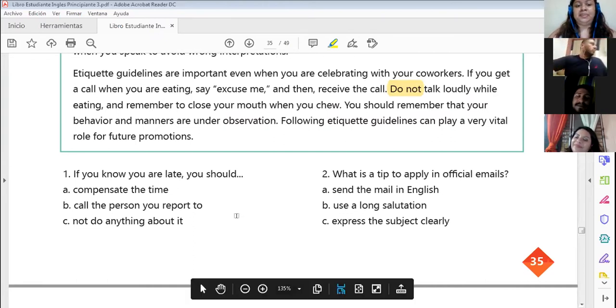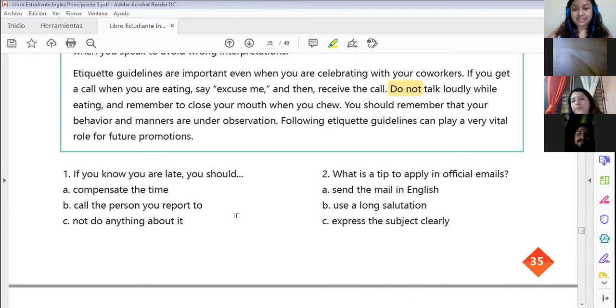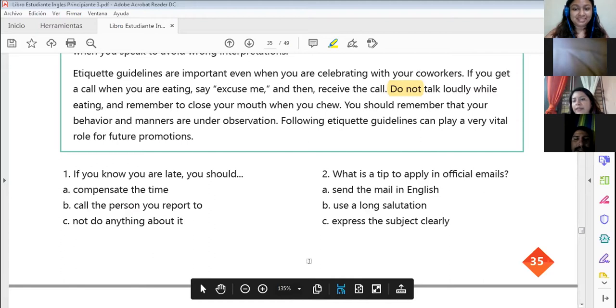Okay, let's see. If you know you are late, you should call the person you report to. Your boss, your manager, your coordinator, your supervisor, whoever it is. Number two, what is a tip to apply in official emails? Express the subject. Perfect. Very good.